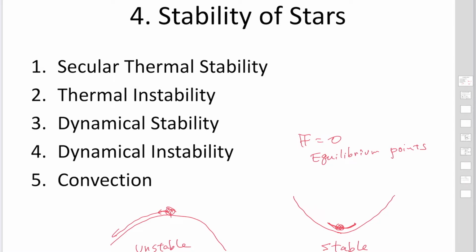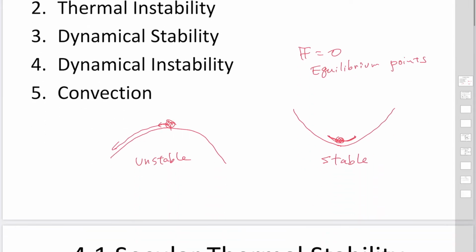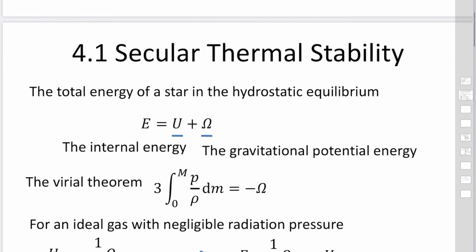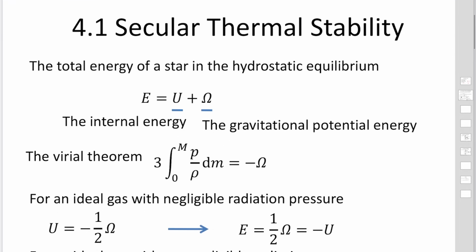First topic is the secular thermal stability. Second topic is the thermal stability. Third topic is the dynamical stability. Fourth topic is the dynamical instability. Fifth topic is convection. So the first topic is the secular thermal stability.